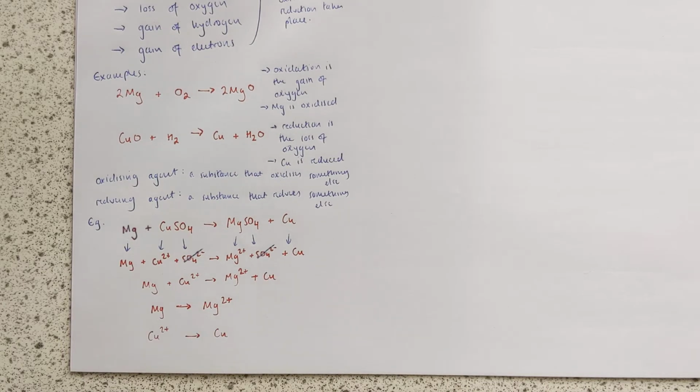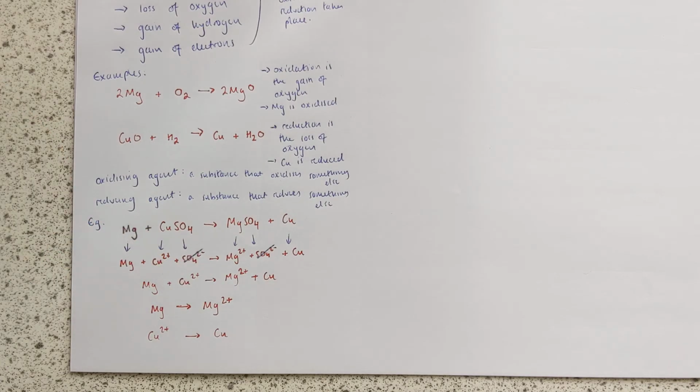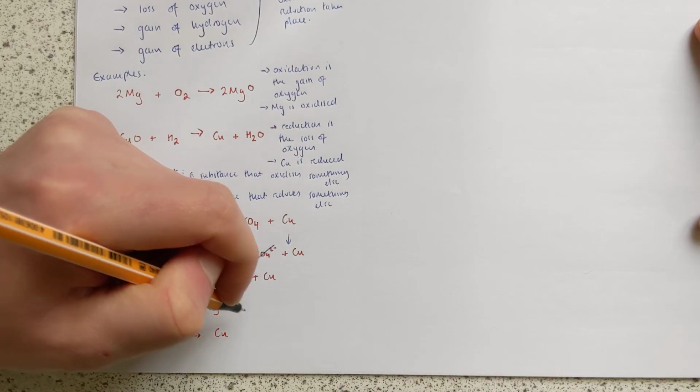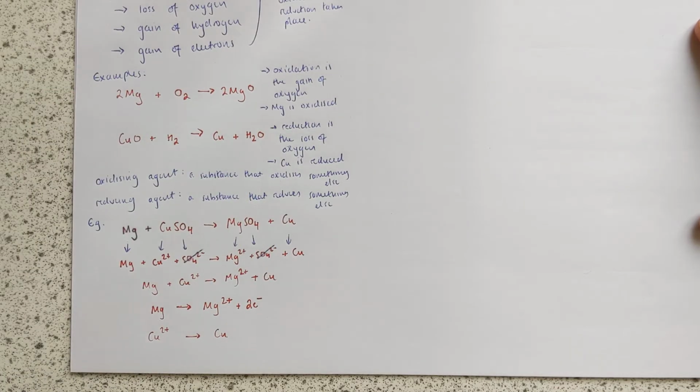Now to show what's had to happen for those changes to take place, it's either going to have to have gained electrons or lost electrons for these two metals. If we look at magnesium, magnesium is starting off neutral and is turning into Mg2+. Basically it's become more positive. The reason it becomes more positive is because it's lost 2 electrons. So we'll put 2 electrons on the right hand side. That's now a balanced half equation.